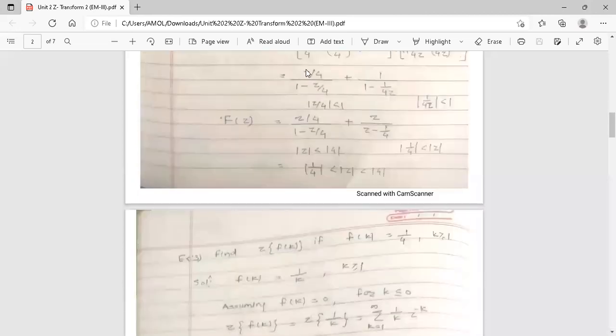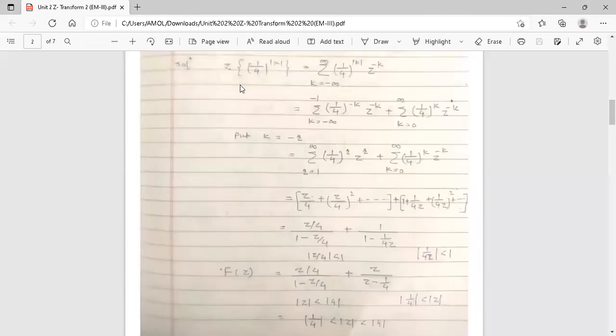Okay. Now simplify the term. It is the first term, and you know that for the Z transform of f of k, we use the notation capital F of z. So we can replace the Z transform of (1 by 4) to the power mod k by F of z. It is equal to, for the first term simplification, (z by 4) upon (1 minus z by 4), and the condition is mod of z by 4 is less than 1. So you just shift the 4 to the RHS so that you get the condition mod z is less than mod 4. And the second term, 1 upon 1 minus 1 by 4z.